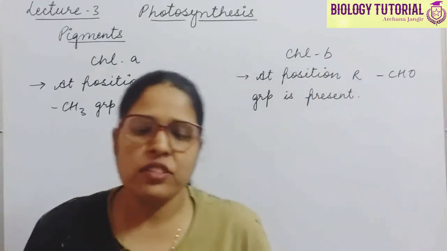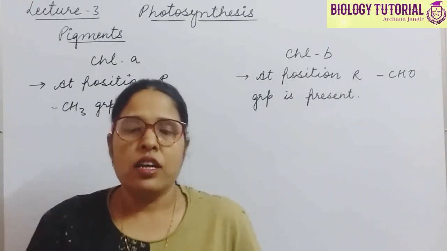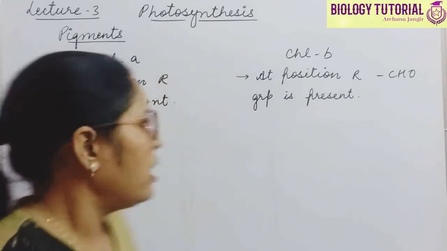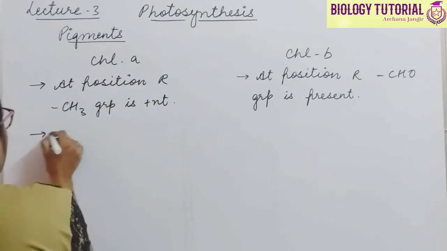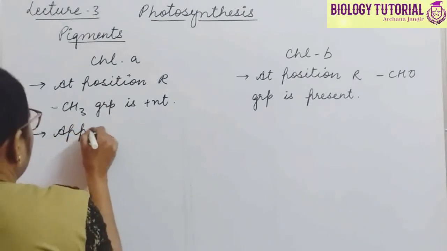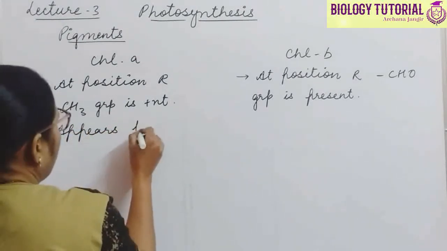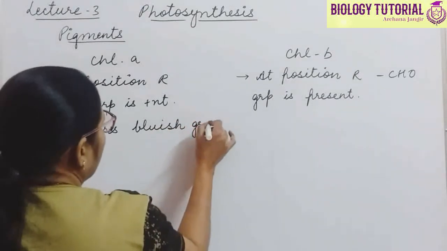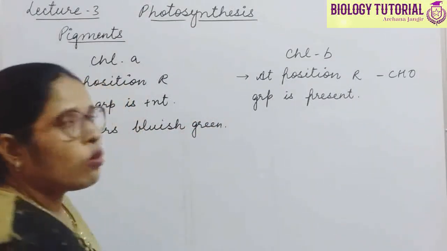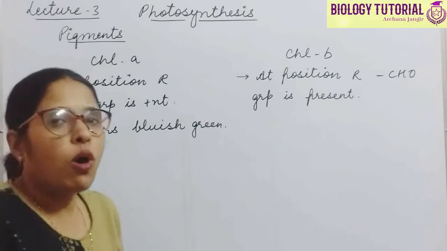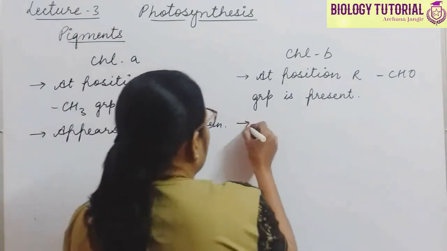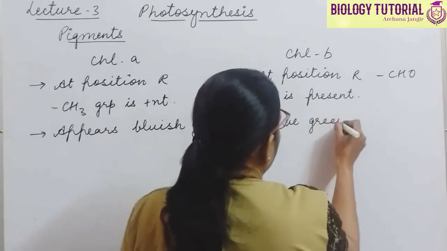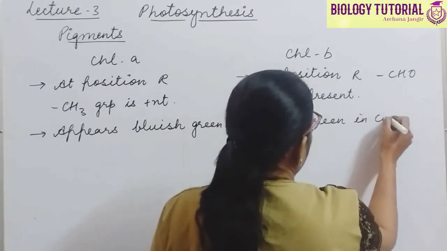Next important difference is of color. Chlorophyll A appears bluish green in color, while chlorophyll B appears olive green in color.